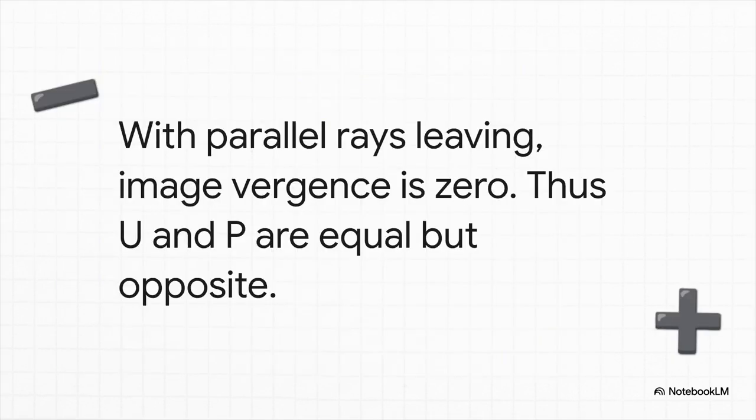Let's translate this clinical reasoning back to our golden equation. Since the rays are leaving parallel, our image vergence V is exactly 0. So if V is 0, U and P have to be equal but opposite in magnitude, right? Let's do some quick active recall. If you have a +3 diopter lens, what must the object vergence be? Take a second. It's got to be -3. They completely cancel each other out. That's the math in action.